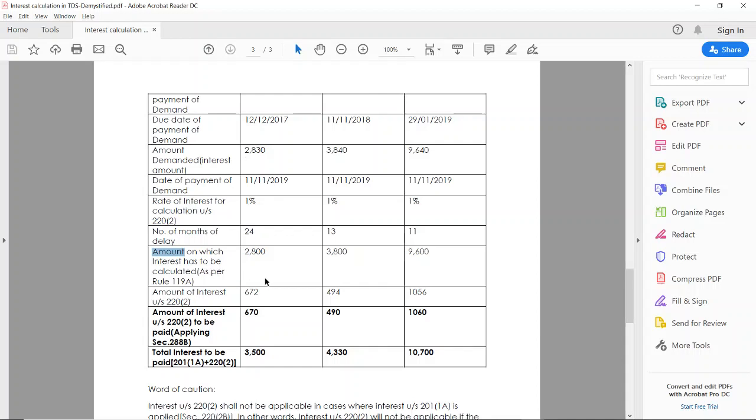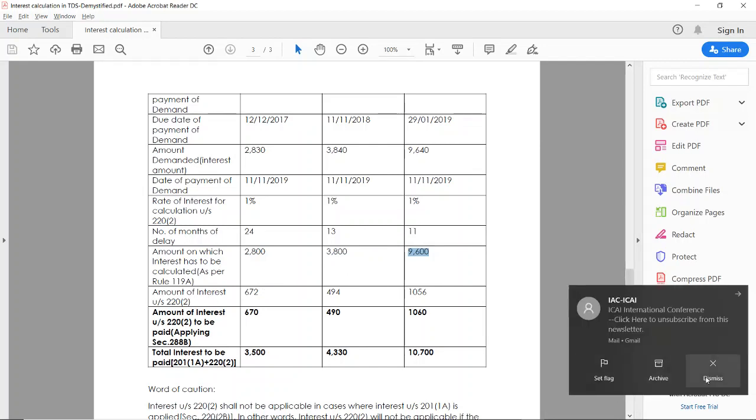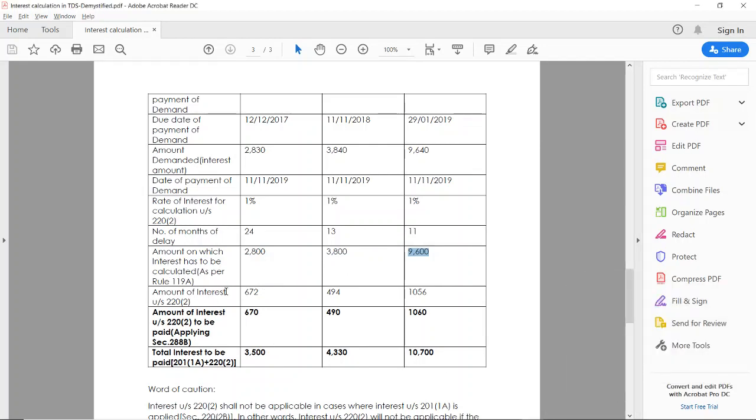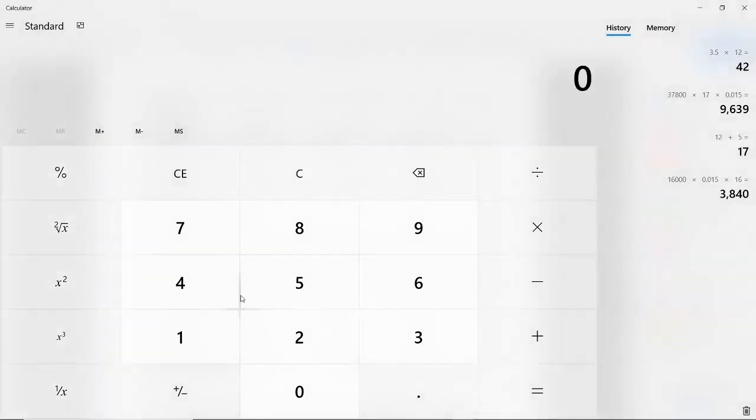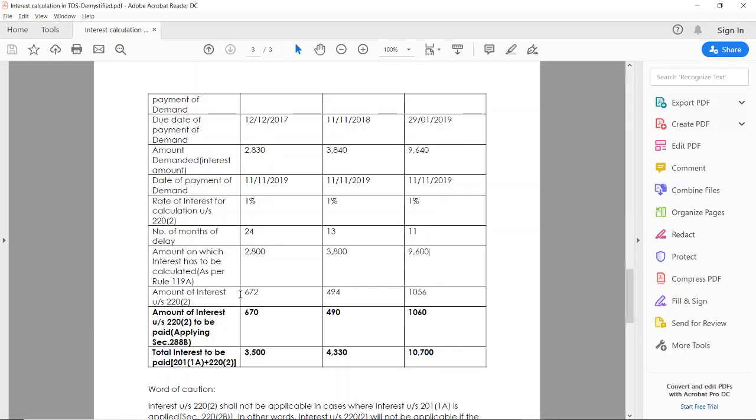2830 will have to be rounded off to the nearest 100, which will be 2800. 3840 will have to be rounded off to the nearest 100, which will be 3800. 9640 will have to be rounded off to the nearest 100, which will be 9600. Amount of interest under section 222 would be 672 in case of scenario 1, which is 2800 into 24 months into 1%. 672, 494 in scenario 2 and 1056 in scenario 3.